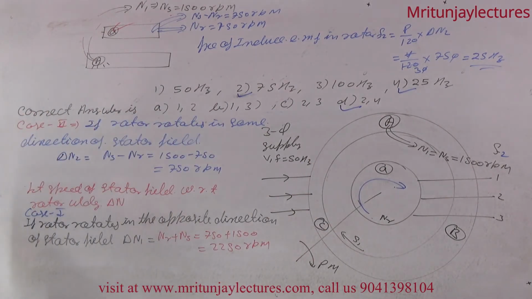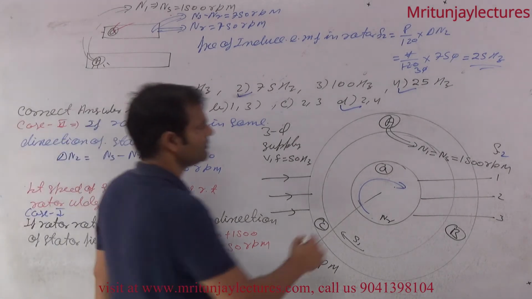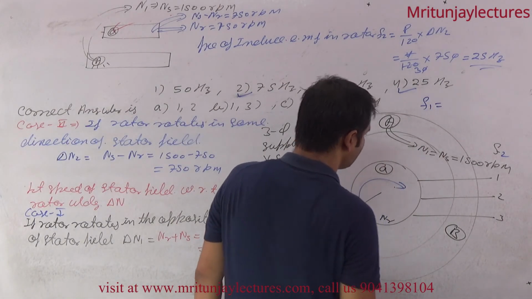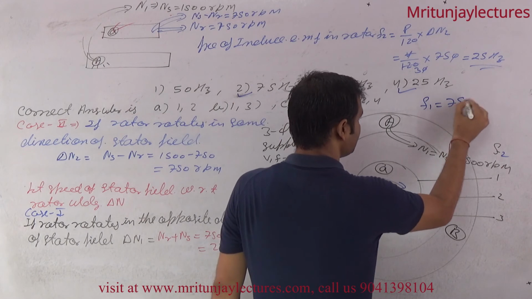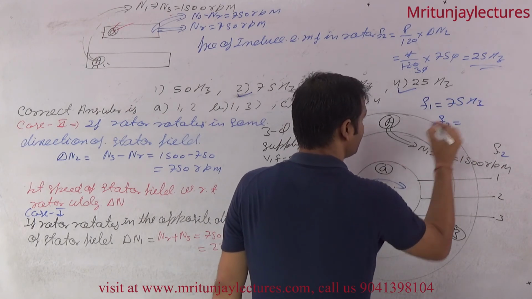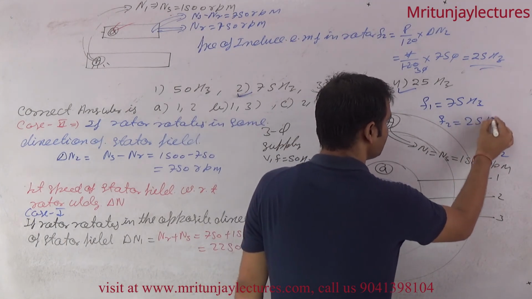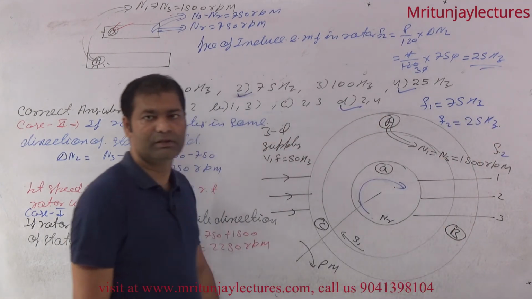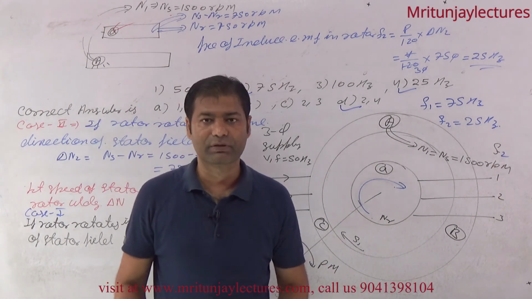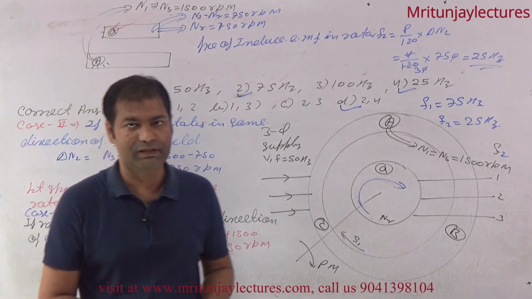Corresponding to the first case, if both are moving in the opposite direction, we get a frequency of 75 Hz, and if both are moving in the same direction, we get a frequency of induced EMF in the rotor winding of 25 Hz. Clear? So make it.